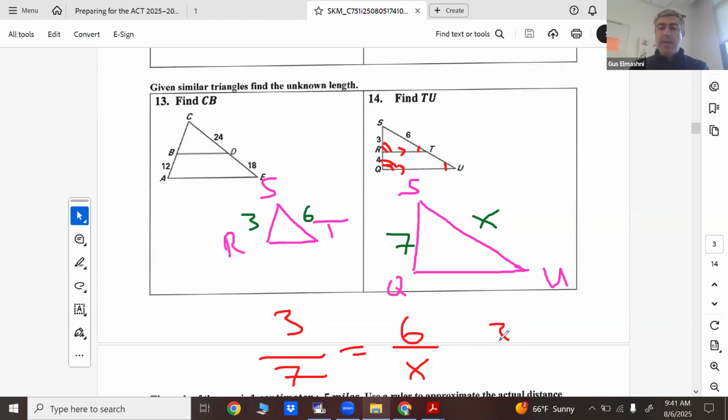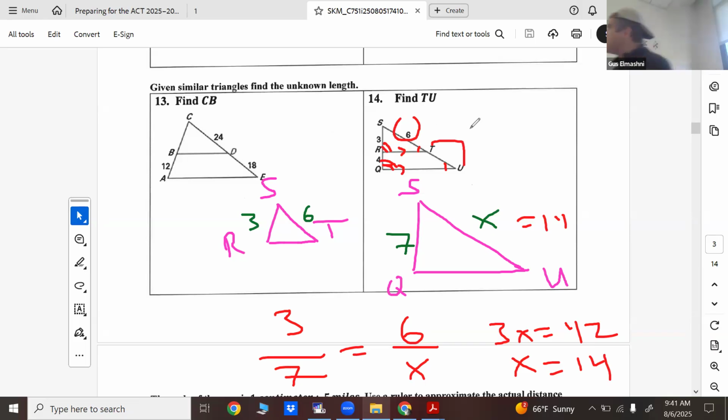So if you cross multiply, 3x equals 42, x equals 14. So that's 14. However, since that is 6, what is that going to be then right here? So 14 is the entire thing of SU, but ST is 6, and this whole thing is 14. How much is left into U? I'm just asking 14 minus 6. 8, that's all. Just 8.